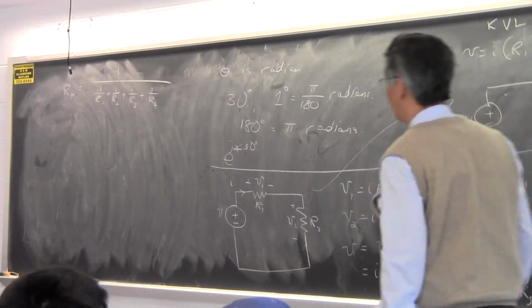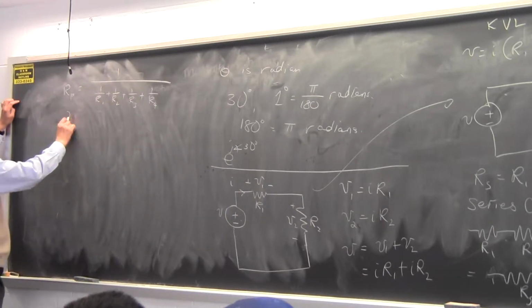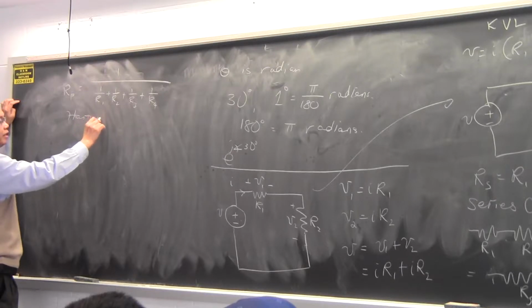Okay, I made a mistake. I called this the geometric mean, and Aditya corrected me and said that this should be called the harmonic mean.